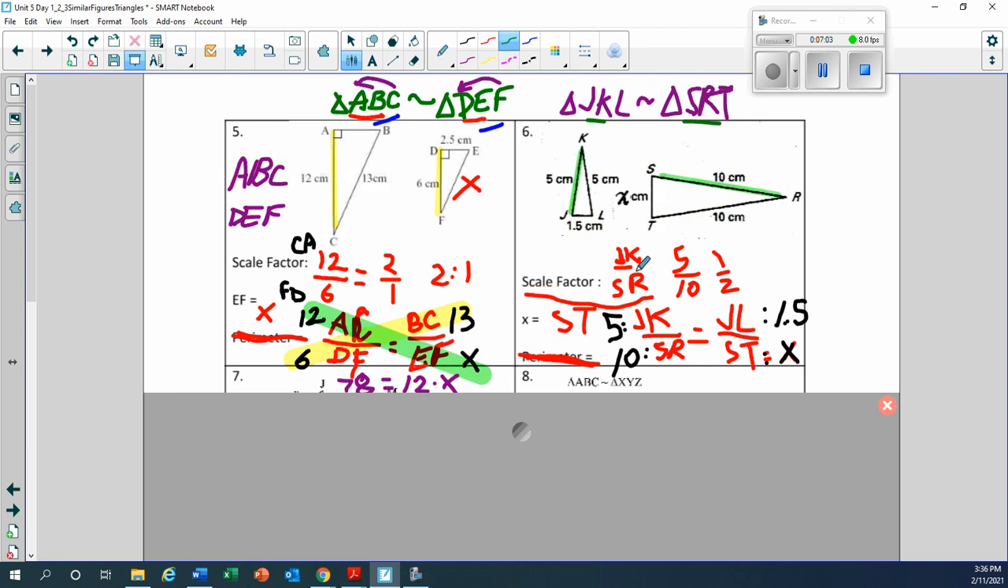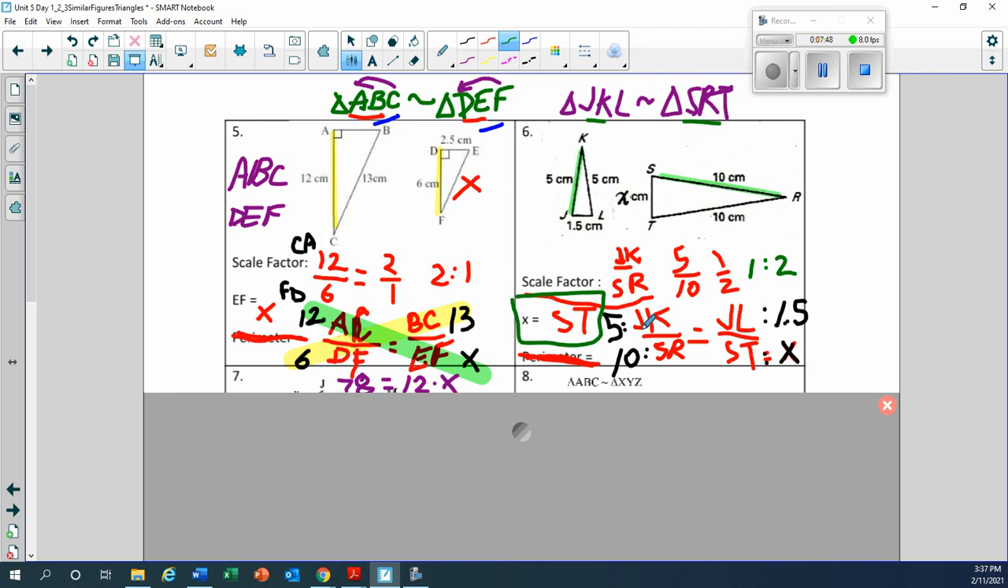So we see that we have JK over SR. We say 5 over 10, which simplifies to 1 over 2. But now the scale factor will actually be 1:2. This is your actual scale factor right here, 1:2. But you need that 1. Well, we needed it anyway, even if it was a fraction. But since we're dealing with a ratio, you have to include the 1. Now, we figured out ST was labeled as X. We don't know the value of X yet, but we could figure that out.